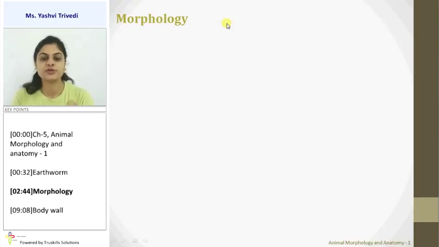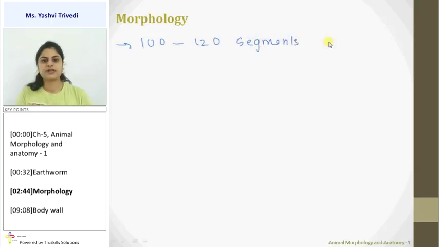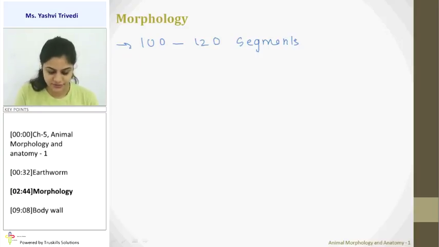If you remember, earthworm is a true example of metameric segmentation, in which body is divided into equal segments from external as well as internal part. In the body of earthworm, usually you will find 100 to 120 segments. Then the body has a dorsal part which is the back side, the one facing to the atmosphere, and a ventral part which is below the side. So how you can distinguish dorsal and the ventral part, that is given to you.